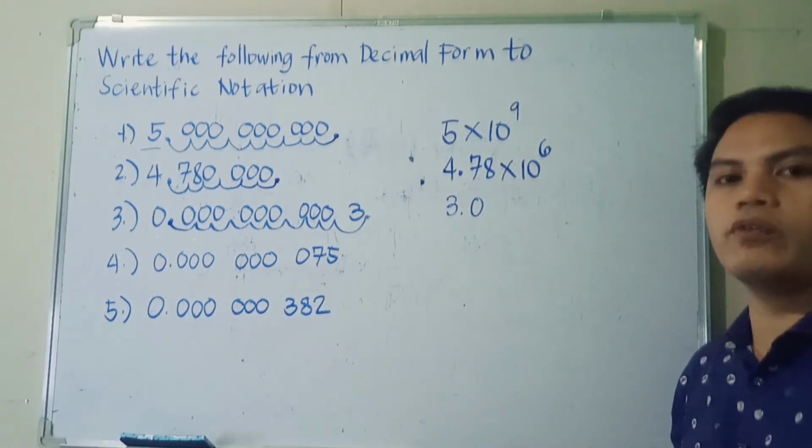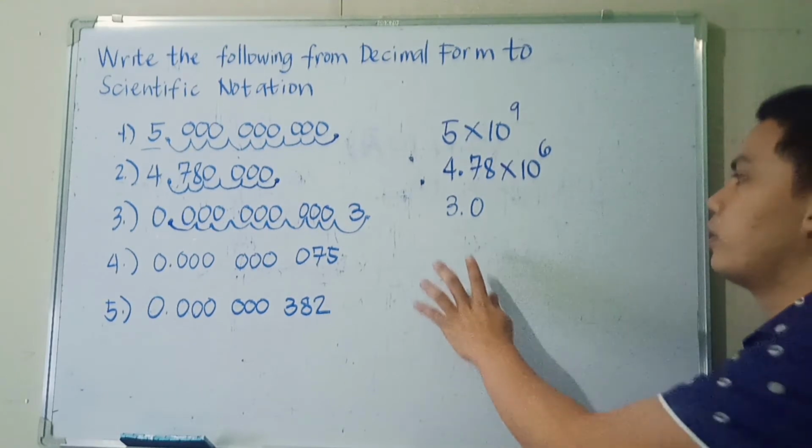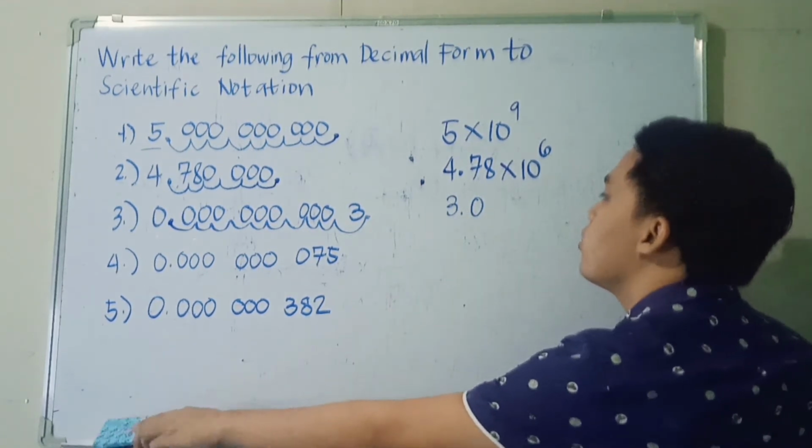3.0. Pwedeng 3.0 or pwede na ring 3 lang. Okay. So pwede natin siyang tanggalin yung 0.0.